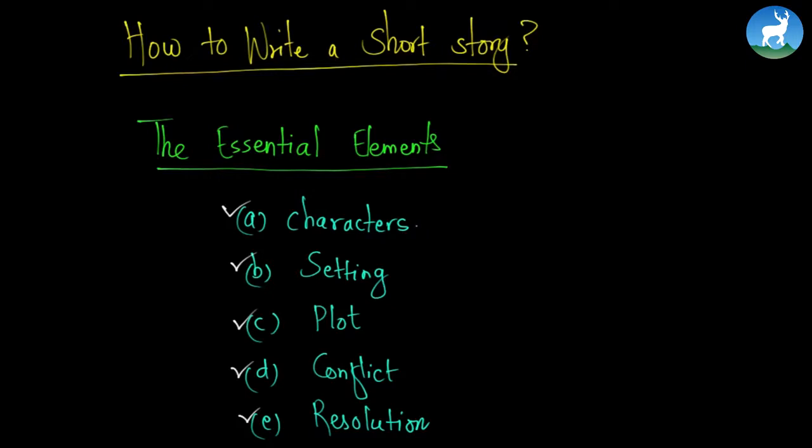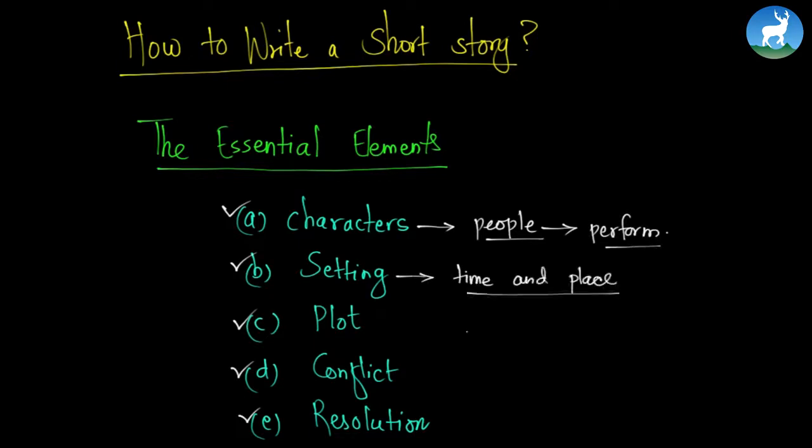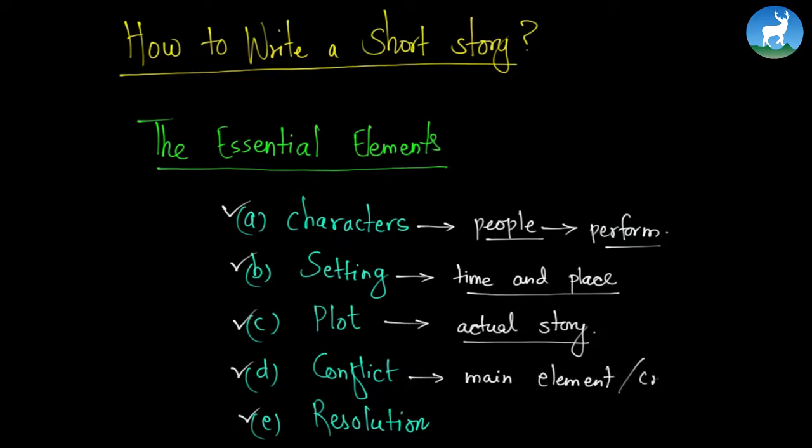So what are characters? Characters are people or sometimes animals who perform certain acts in the stories, right? What is setting? Setting is the time and place where the story takes place. What is plot? Plot is the actual story. It is the way the story unfolds. What is conflict? It is the main element, also known as the crisis point. So this is where the action takes place. What is resolution? This is the ending. So resolution is the end of the story.